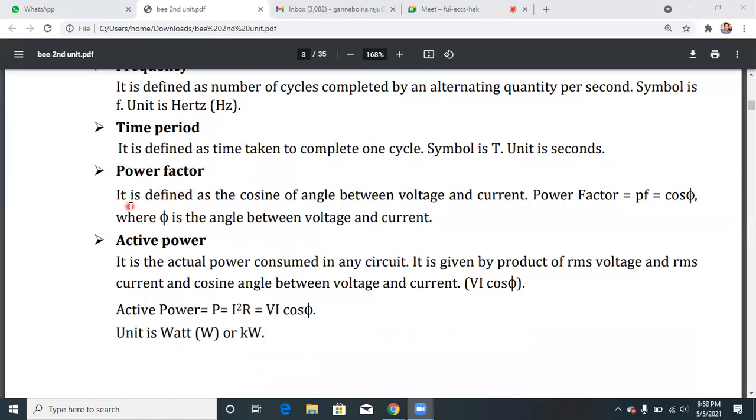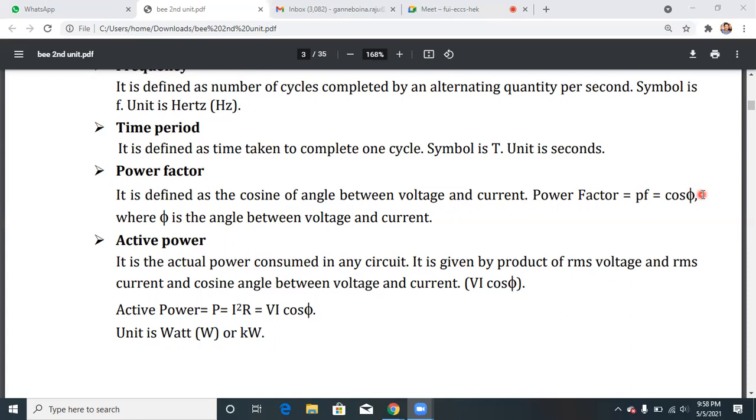Then power factor. It is defined as the cosine of the angle between voltage and current. It is also one of the important concepts. Power factor is equal to cos phi, where phi is the angle between voltage and current. Power factor is nothing but the cosine of the angle between voltage and current.